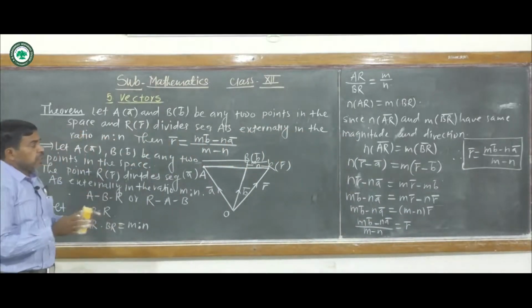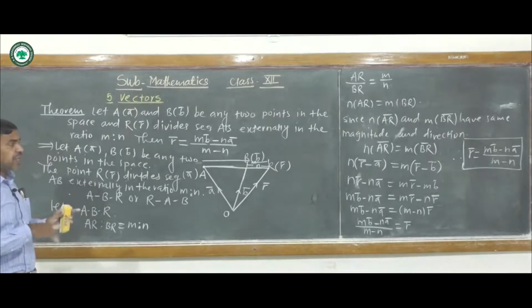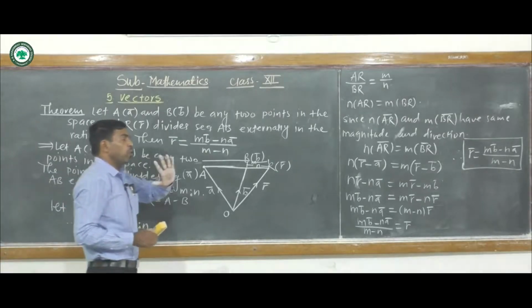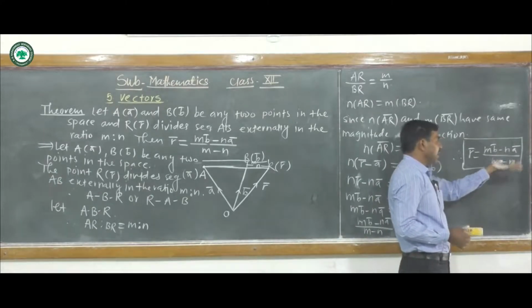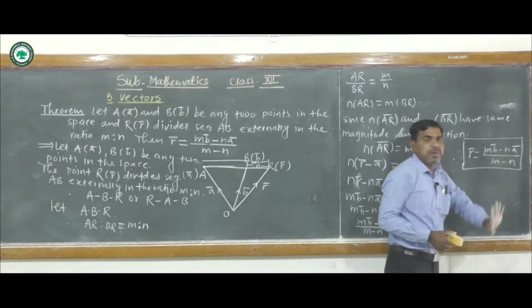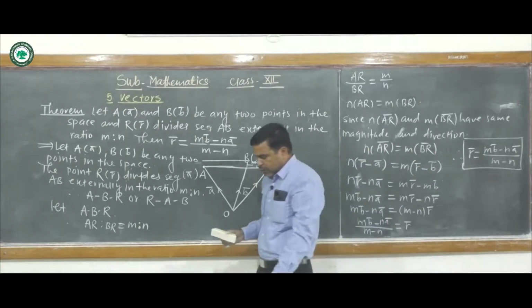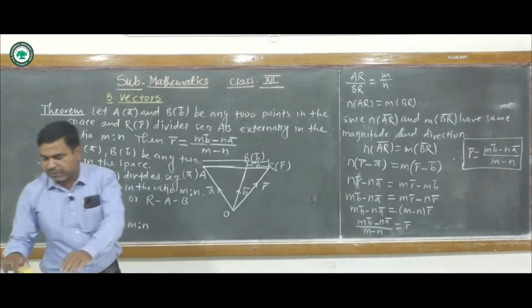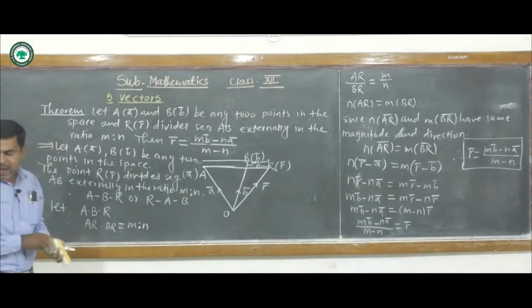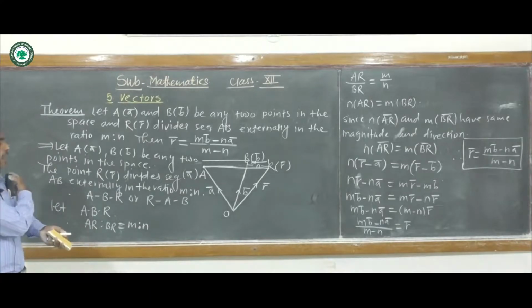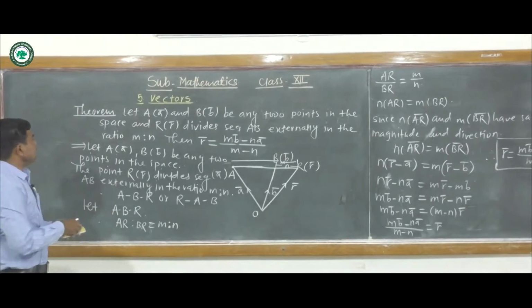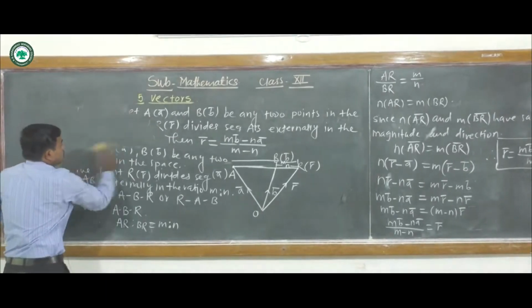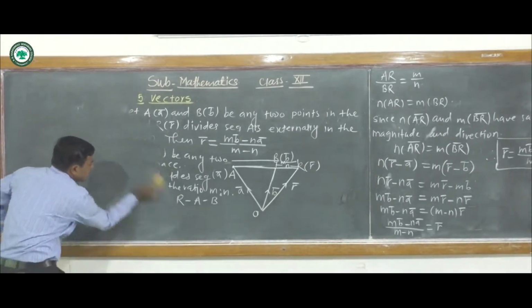The difference between the section formula for external division and internal division is only the sign. In external division it is minus and in internal division it is plus. So these are the two theorems of section formula for external division and section formula for internal division. Okay, now we see the notes or remarks of this theorem.